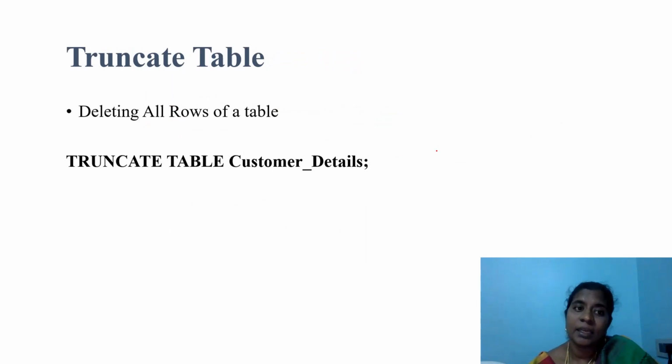And then truncate table. This truncate table command is used to delete all the values in the table. After creating the table, assume that you have inserted values into the table, and later if you wanted to delete all the values in the table, in that case you can use the command called truncate table. So the structure of the table will be there, but the content that you have inserted will not be there.